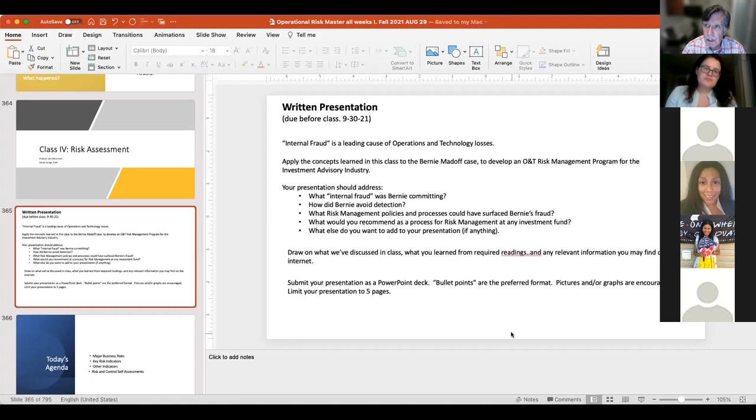And you should limit your presentation to 5 pages. If you can get it done in less than 5 pages, that's fine. But I don't want to see decks come back with the smallest font possible so that I have to get a magnifying glass. Pretend that you are making this presentation to other regulators to say, here's what we found with Bernie. What should we be doing differently? And you have a week to do it.